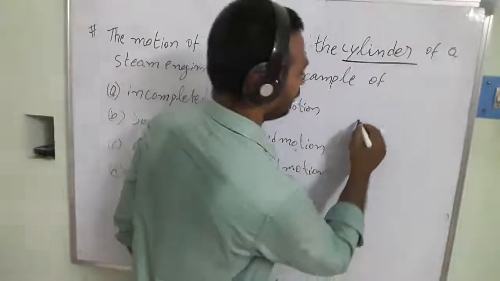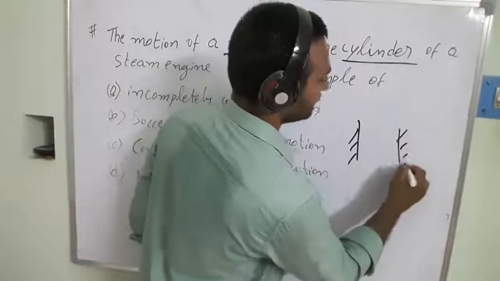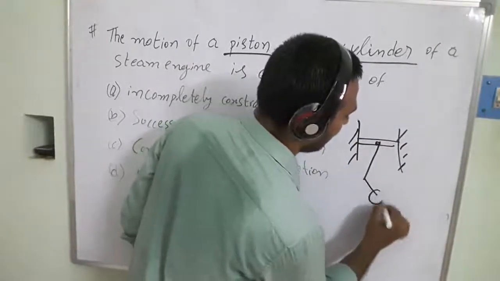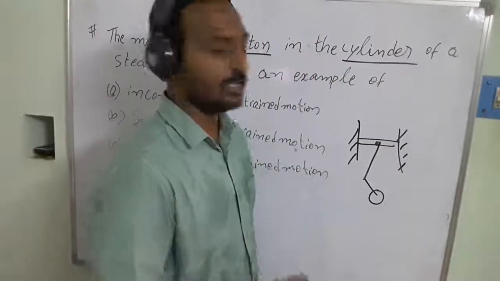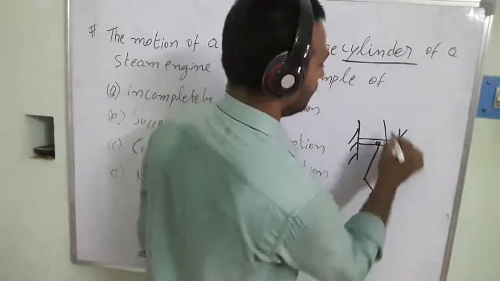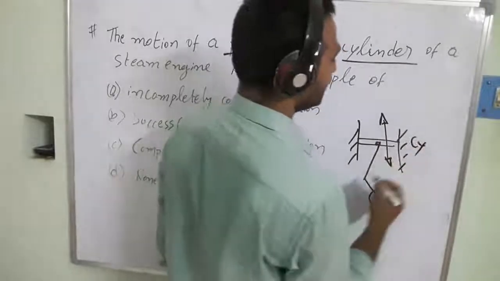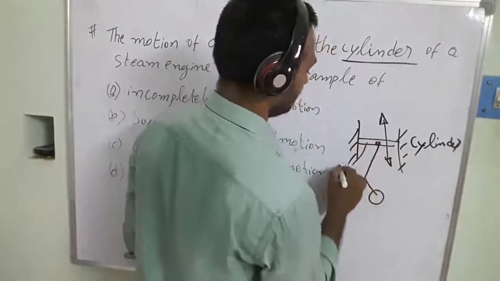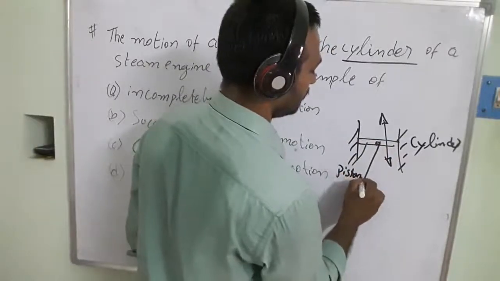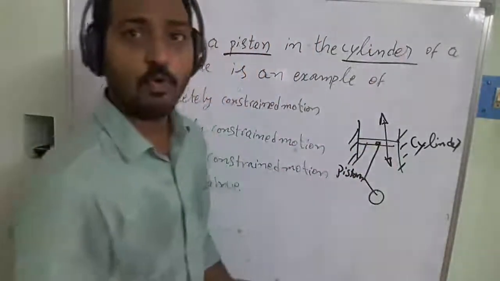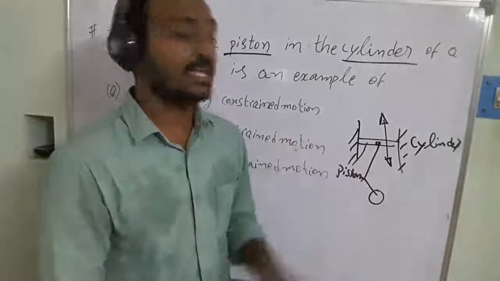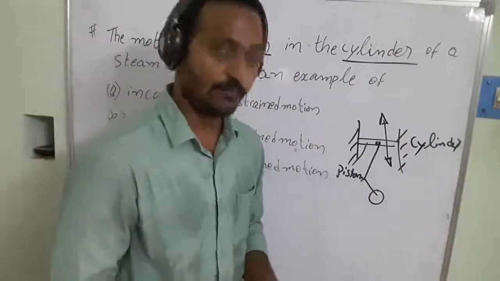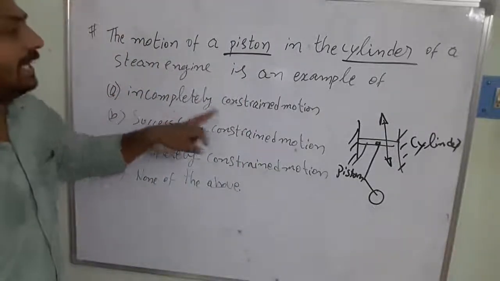Here I am taking the cylinder, and this is the piston. I have also mentioned the connecting rod, crank and crankshaft here. This is the cylinder, and this is the piston. It moves in the upward and downward direction, that is, it reciprocates within the cylinder, right? Then we see the first option given, incompletely constrained motion.